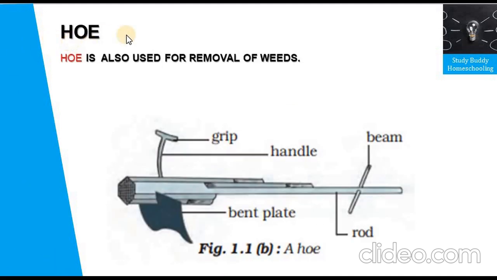Next we have hoe. It is also used for plowing. A hoe looks very similar to a plow. The rod-like structure is very similar to plow shaft. At the end you have a bent plate which is very similar to plow share. It is much sharper, wider with a larger surface area for plowing. So this way it is a much more efficient tool than a plow. It is made of metal.